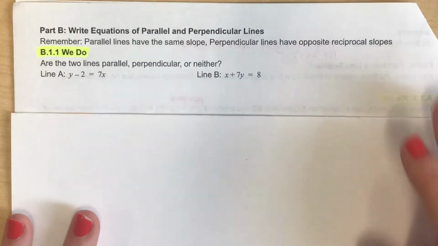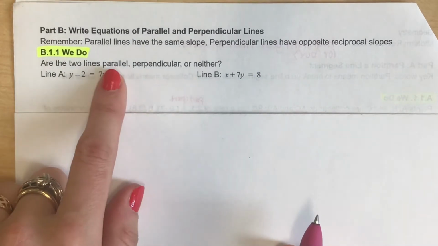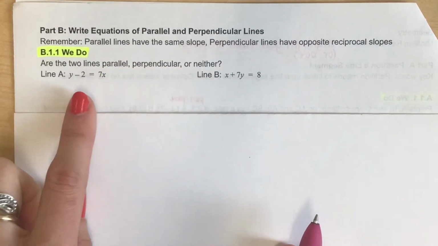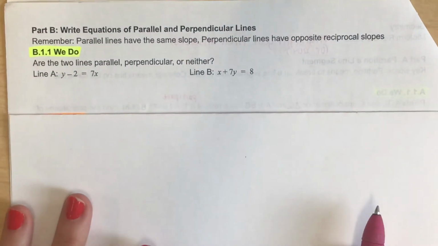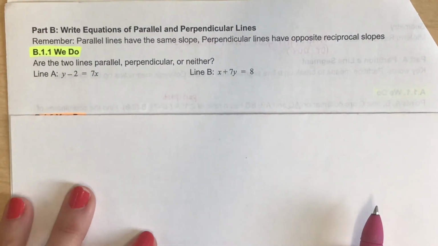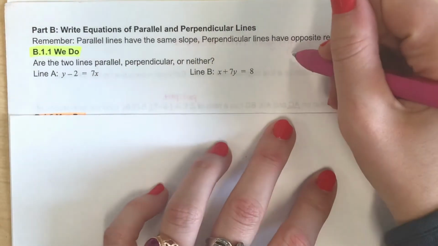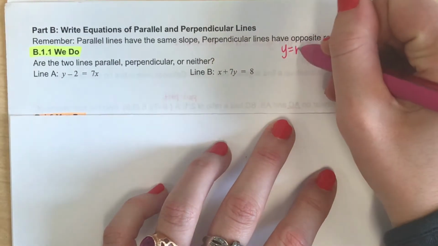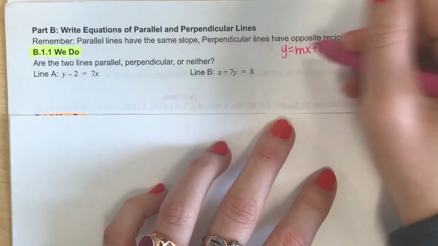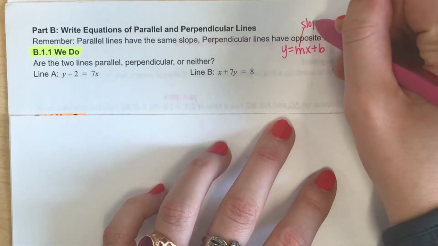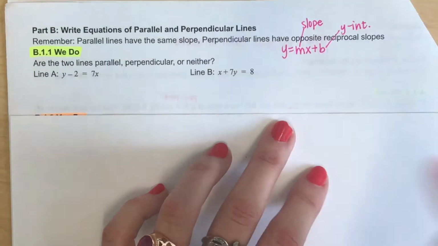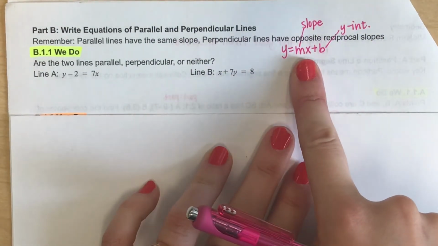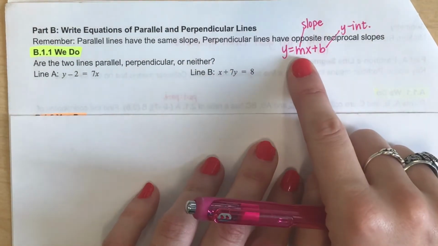So first problem we're going to do together. Are the two lines parallel, perpendicular, or neither? Well, in order to figure that out, I need to have these equations written in slope-intercept form. Slope-intercept form looks like this. Y equals mx plus b, where the m is my slope and the b is my y-intercept. Now, I need to make sure both of these equations look like that one. That's the only way I can figure out if the slopes are the same or different.